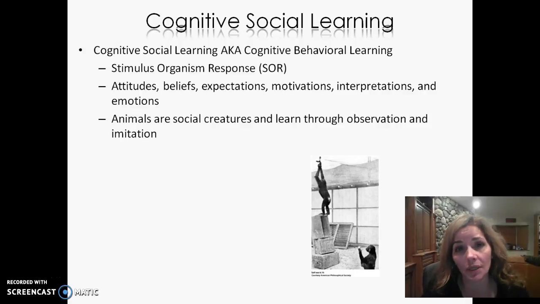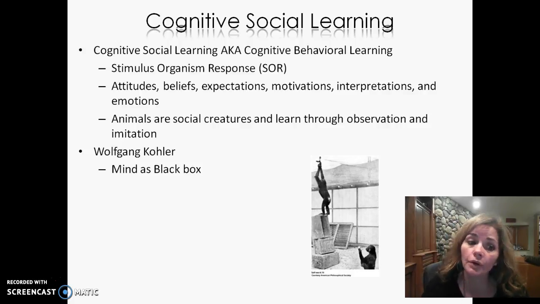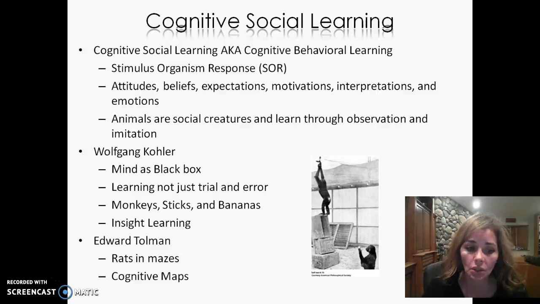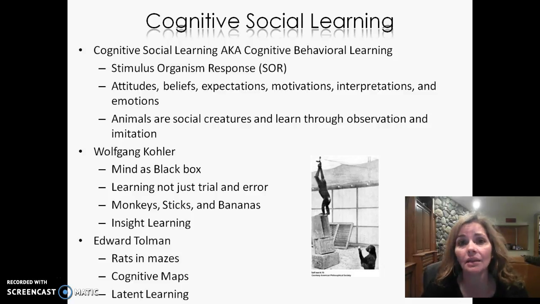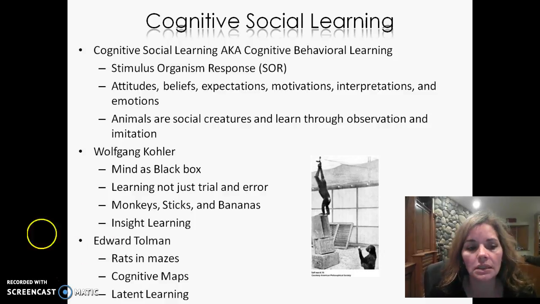Additionally, we're social creatures. Not just animals, but human beings are animals. We learn through watching others, so we learn through observation, and we imitate others. In fact, we have mirror neurons built into us that indicate that we are predisposed toward imitation. So if you ever take a biopsych class, you'll study mirror neurons.